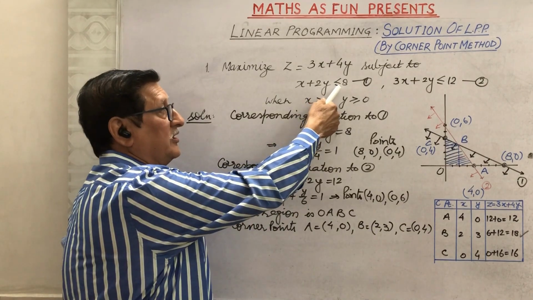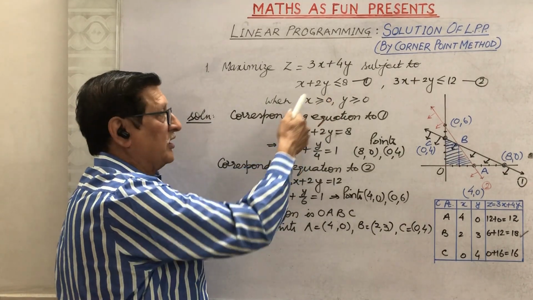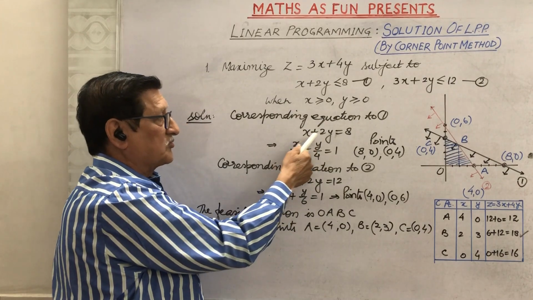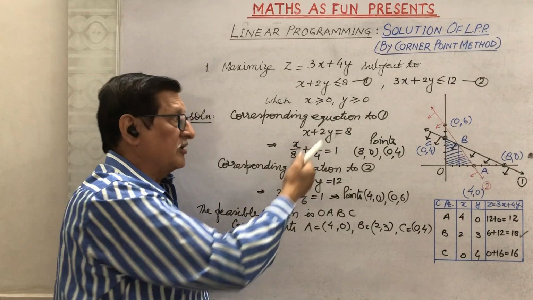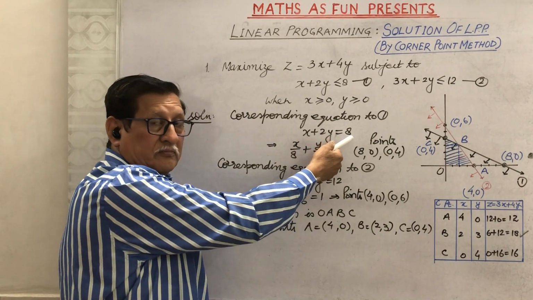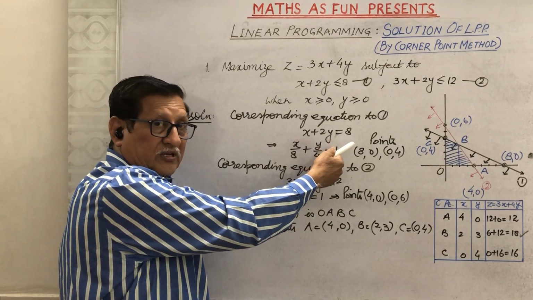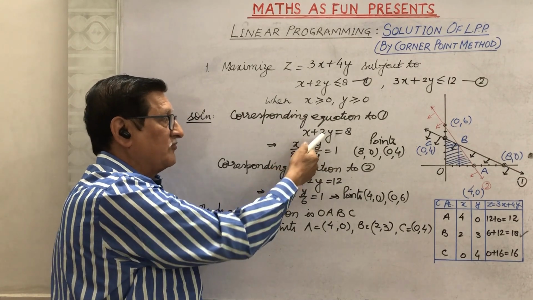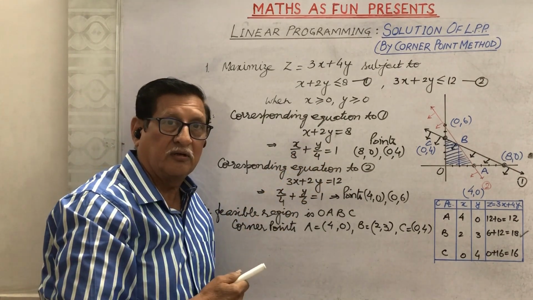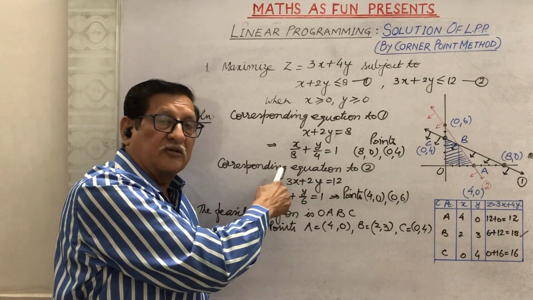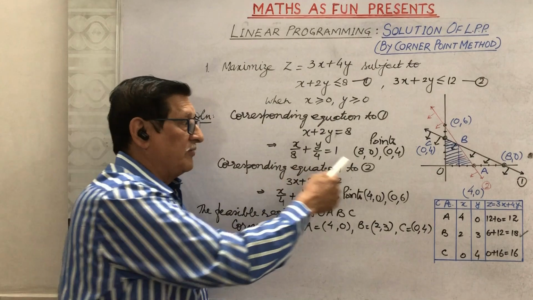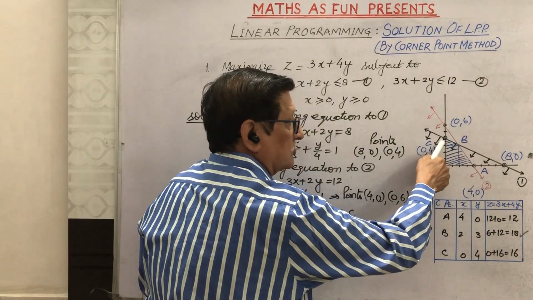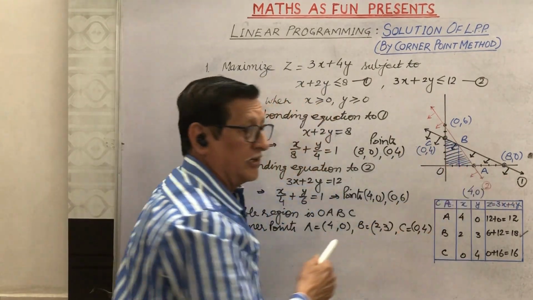For the first inequation, we take the corresponding equation, that is x plus 2y equal to 8. To convert into the intercept form, we divide the equation by 8. It gives us x by 8 plus y by 4 equal to 1. It means the points on the x and y axis we are getting are (8, 0) and (0, 4). We mark the points here (8, 0) and (0, 4) and join the line.